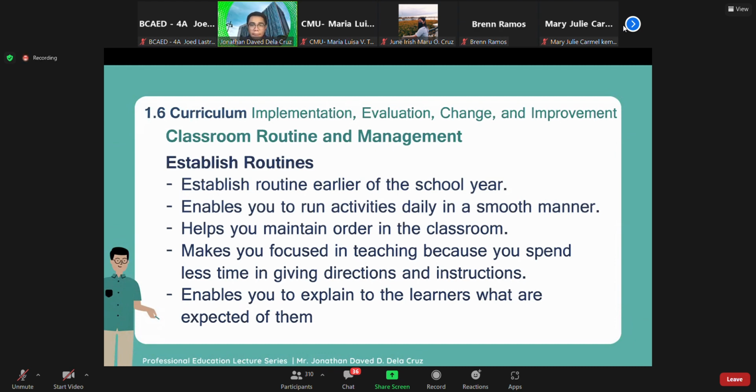Okay? Makes you focus in teaching because you spend less time in giving directions and instructions kasi nagawa mo na yun sa first part pa lang. So makakapag-focus ka na sa content discussion and enables you to explain to the learners what are expected to them. So in classroom management, in implementation of your curriculum, it's important that you have a classroom management skill because no matter how beautiful your lesson plan is, if it is not properly implemented, teaching and learning process will not happen.